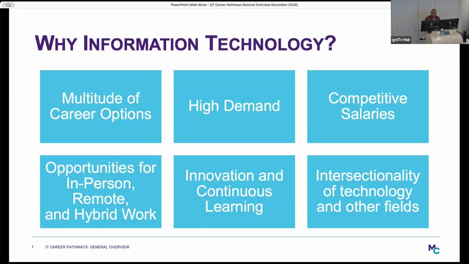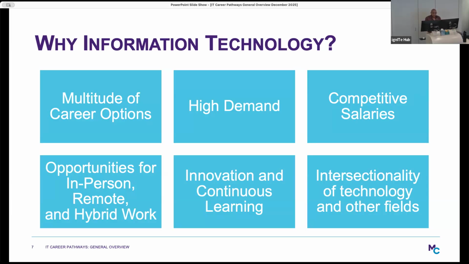And last but not least, this is why a lot of people are also taking a lot of interest in IT: the intersectionality of technology and other fields. What does that mean? Up until recently, I think IT jobs were very well defined. Most companies had an IT department, right? But now those lines are starting to blur. Why?